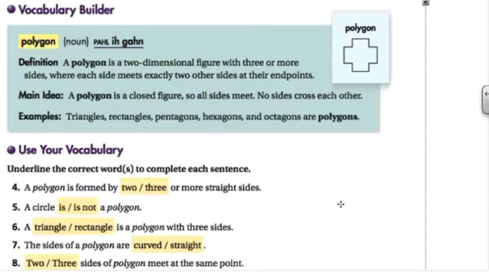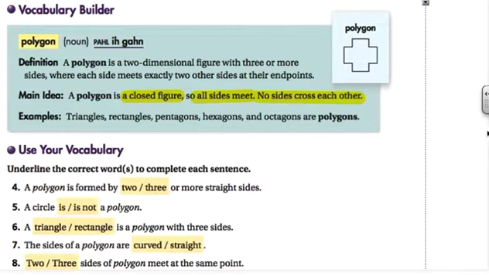All right, the definition of a polygon is that it's a two-dimensional figure that has 3 or more sides, and each of those sides meet at exactly 2 other sides at the endpoints. The main idea I'd like you to focus on is that it's always a closed figure. That's going to be very important. All the sides meet. There's no open sides, and none of the sides cross each other. Those are very important parts of your definition for a polygon. And there's some examples there for you as well, some specific names of polygons.